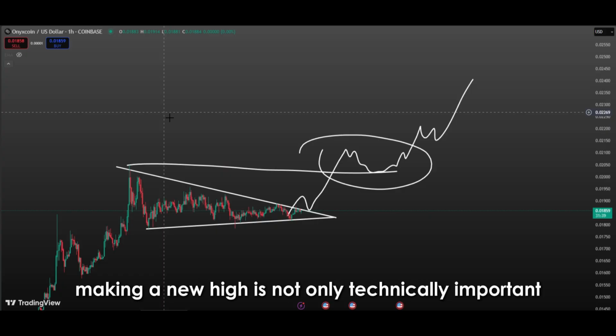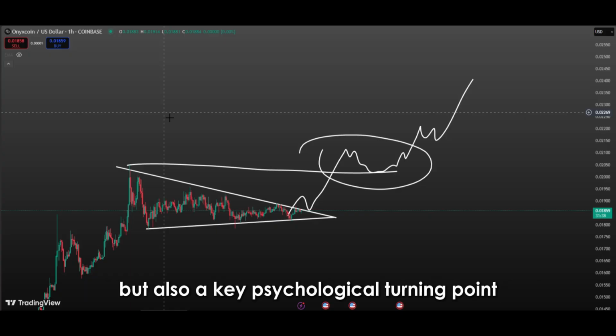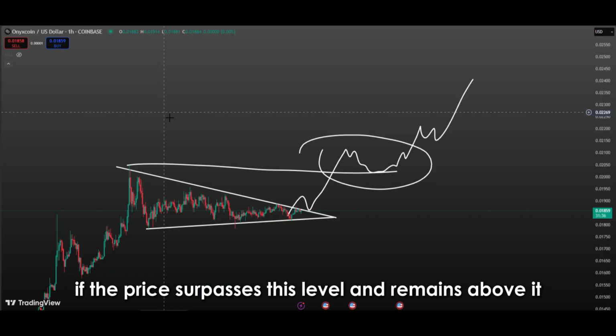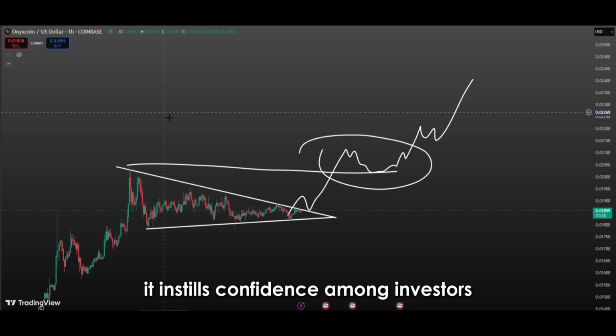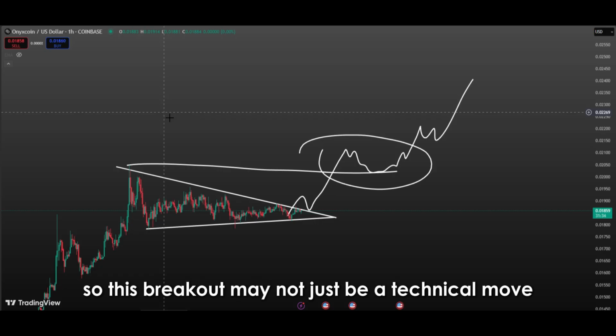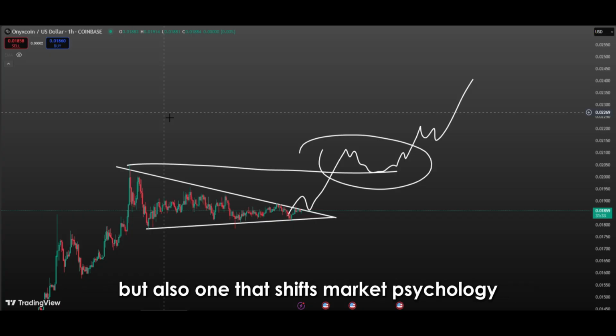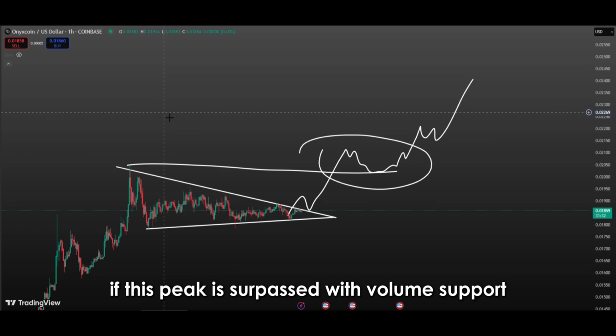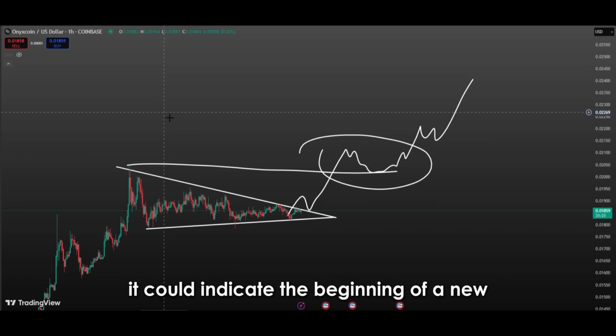Making a new high is not only technically important, but also a key psychological turning point. Many investors closely watch the previous peak level. If the price surpasses this level and remains above it, it instills confidence among investors and increases interest in the market. So this breakout may not just be a technical move, but also one that shifts market psychology. Especially if this peak is surpassed with volume support, it could indicate the beginning of a new bullish phase in the market.